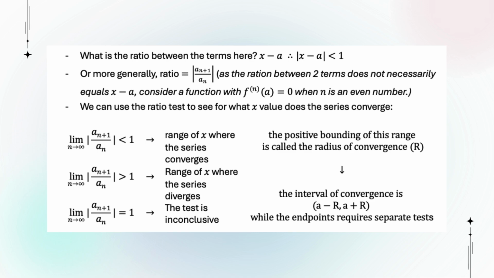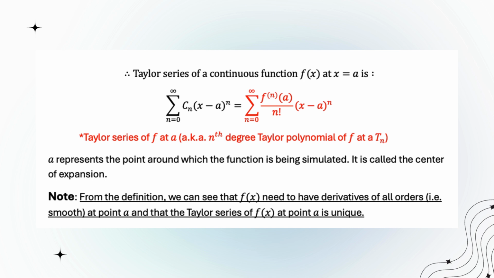Therefore, the Taylor series of a continuous function f of x at x equals a is this that we saw in the previous slide. This is called the Taylor series of f at a, also known as the nth degree Taylor polynomial of f at a, written capital T sub n. The value a represents the point around which the function is being approximated, and we call this the center of expansion.